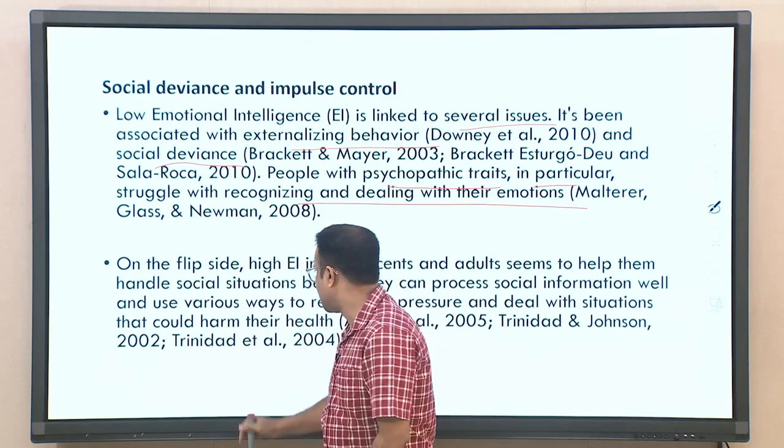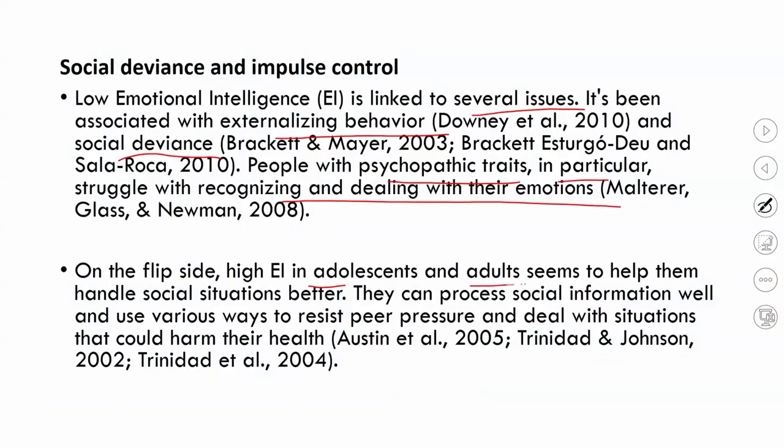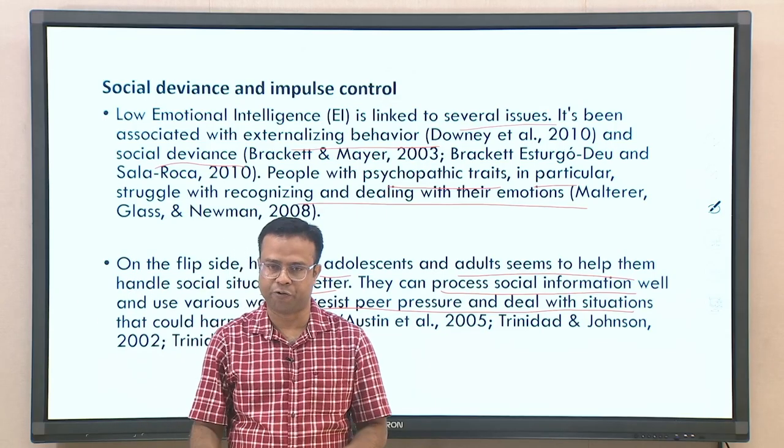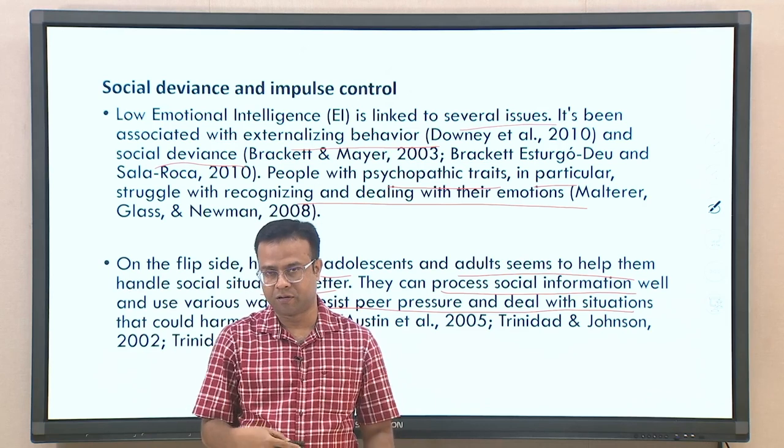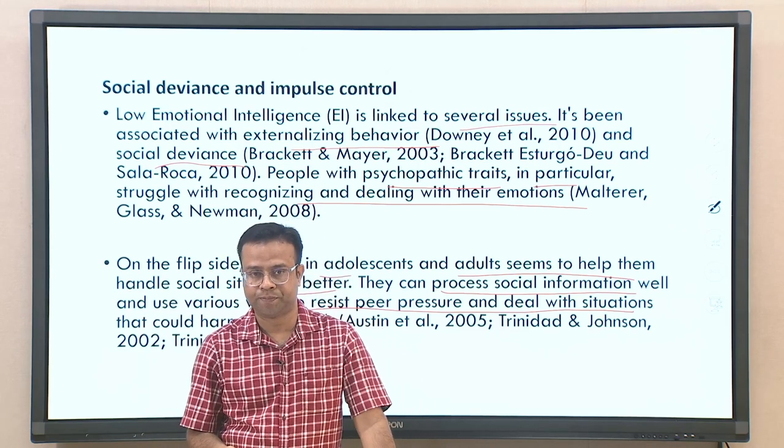On the flip side, high EI in adolescents and adults seems to help them handle social situations better, because dealing with social situations is one of the indicators of emotional intelligence. So, they can process social information well and use various ways to resist peer pressure and deal with situations that could harm their health. So, social deviance and impulse control, again, people with high EI are less likely to engage in those kinds of behaviors. So, there is substantial empirical support for that.